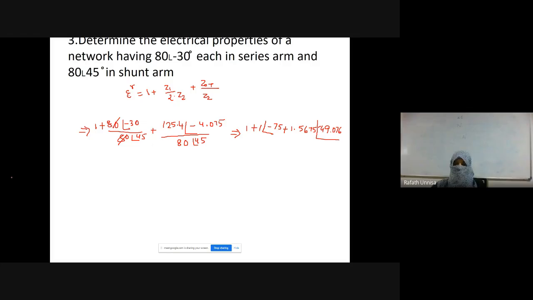Okay, minus 49.076. Now we are supposed to perform the addition, so it is not possible for us to do it in the polar form. So we have to now definitely convert it into rectangular form. So give me the rectangular form of 1 at an angle minus 75.